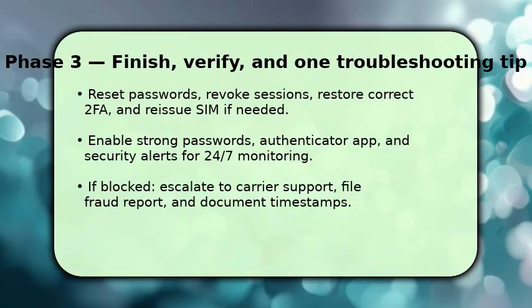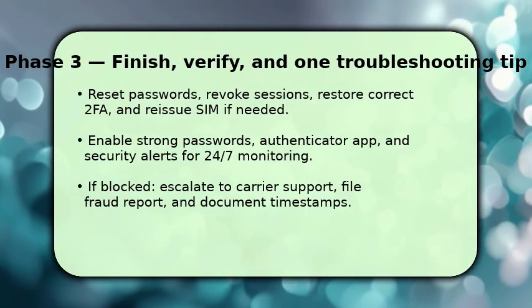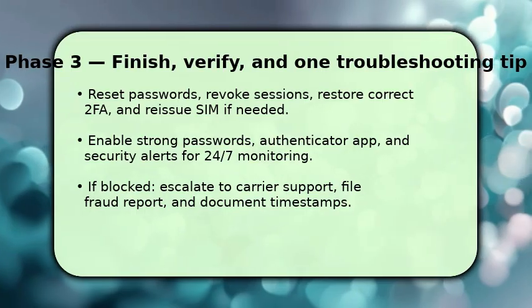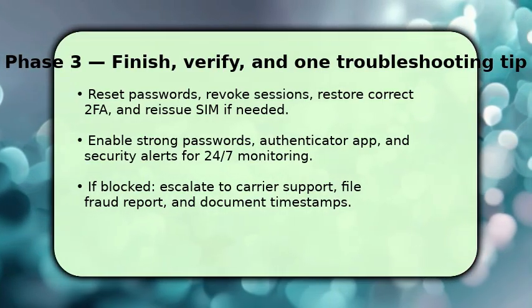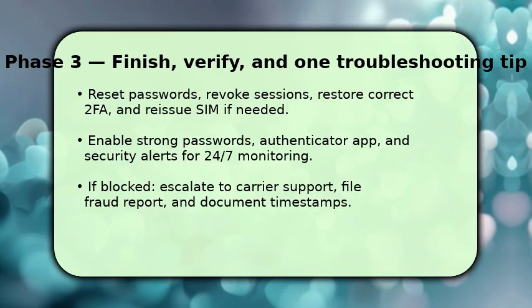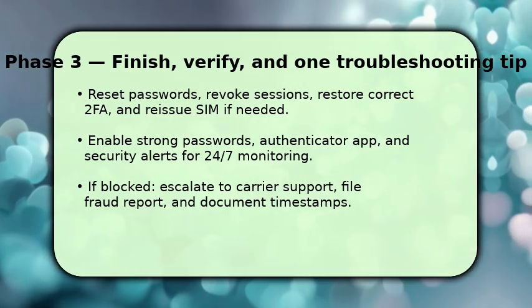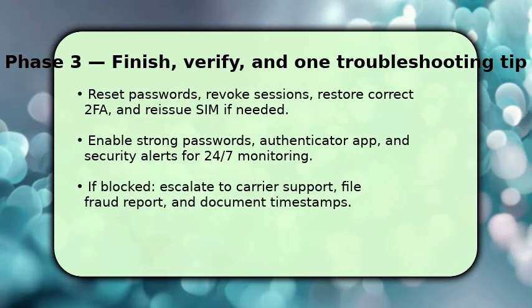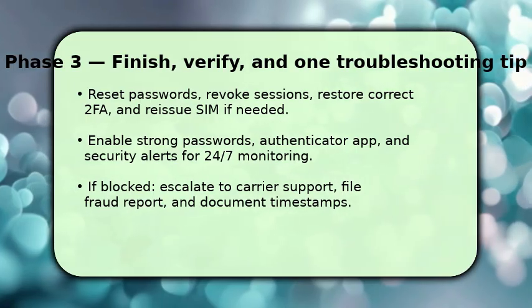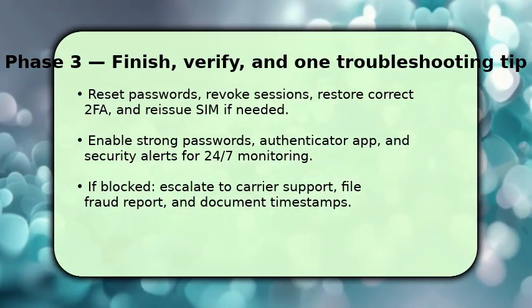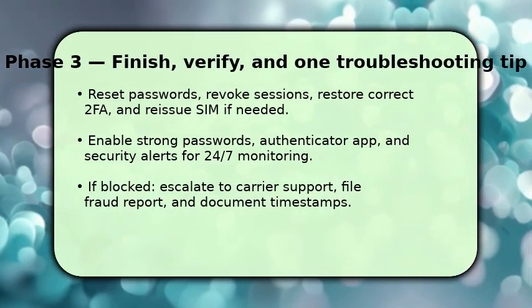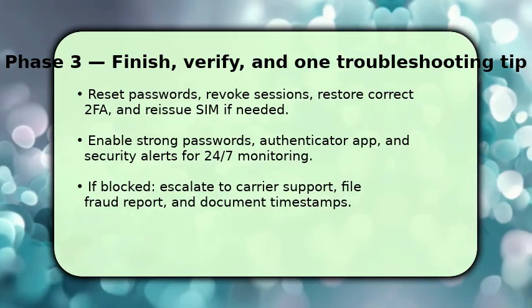Finish by resetting passwords for all linked accounts, revoking active sessions, and reconfiguring two-factor authentication using an authenticator app rather than SMS, because it's more secure. If the SIM was swapped, request a reissue from your carrier with ID verification. Insist on a fraud lock. Once secured, enable security alerts and monitor closely.